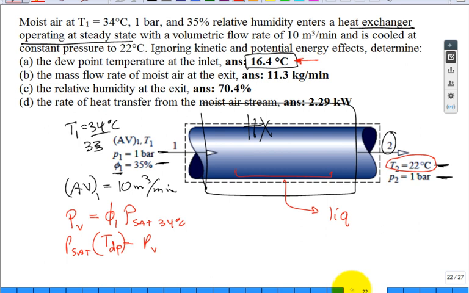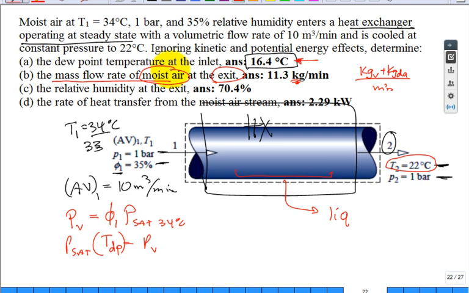We'll move to part B. The mass flow rate of the moist air at the exit. Well, what are they asking for? They're asking for how many kilograms of vapor plus how many kilograms of dry air per minute, aren't they? This kilogram is the combination because it's moist air. They're not asking for the mass flow rate of water vapor at the exit, or the mass flow rate of dry air at the exit. They say the mass flow rate of moist air at the exit. That's both of them, isn't it?